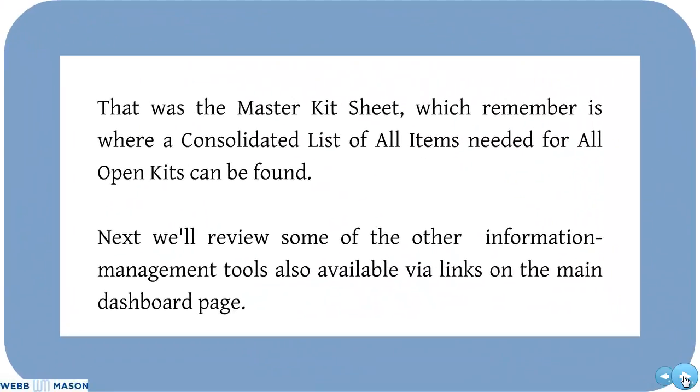And that was the master kit sheet, which, remember, is where a consolidated list of all items needed for all open kits can be found. Next, we'll review some of the other information management tools available as links on the main dashboard page.